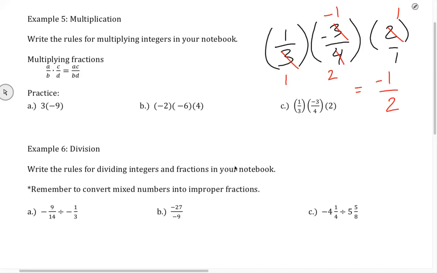Now, why would I use something like that? Well, when we're dealing with bigger numbers, my answer is going to be bigger, and then I'm going to have to reduce. And I find it easier to reduce as you go along than it is to deal with it at the end.